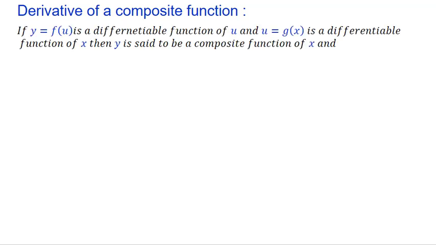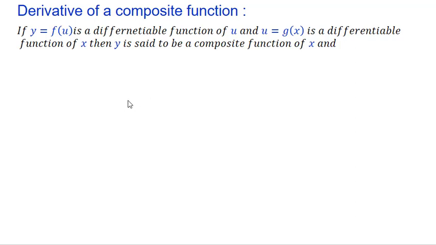So before we see derivative of a composite function, let us understand what a composite function is. If y is equals to f of u is a differentiable function of u and u is g of x, a differentiable function of x, then y is said to be a composite function of x. So what I am saying is that y is a function of u. Say y is equals to u power 10 plus 10 into u power 5, something like that. So y is a function of u, y depends on u.